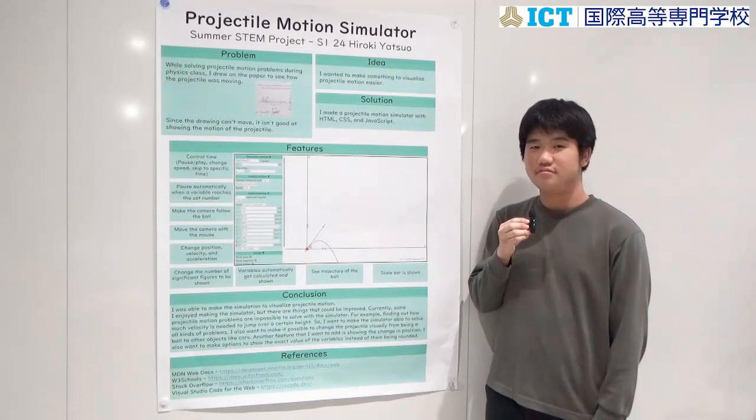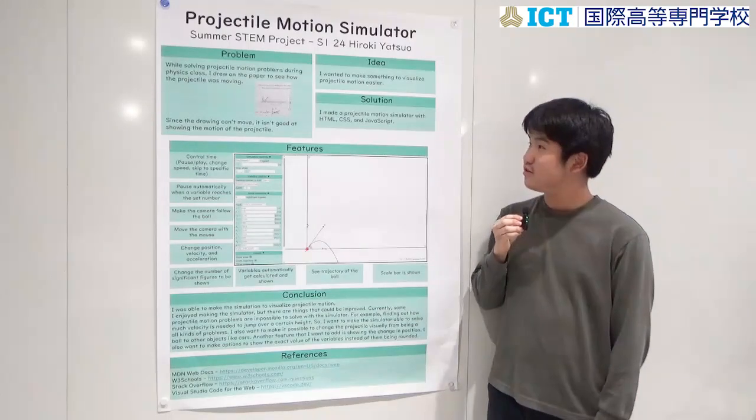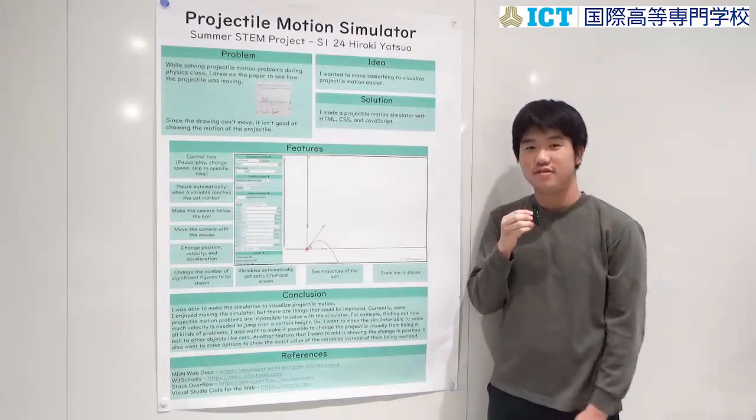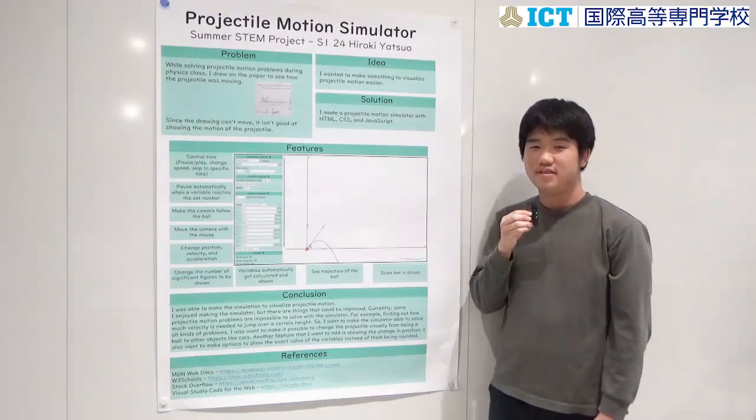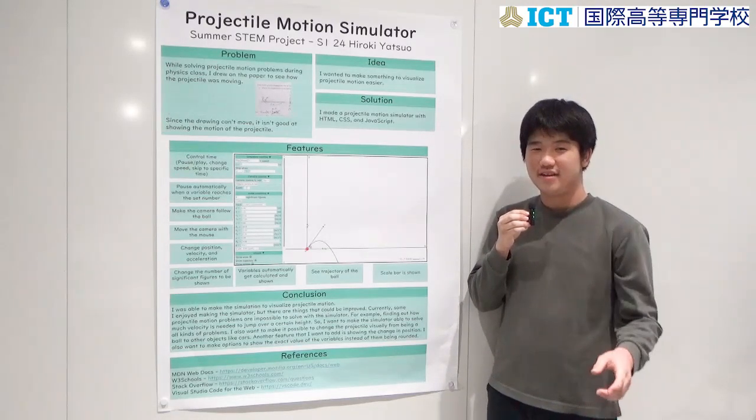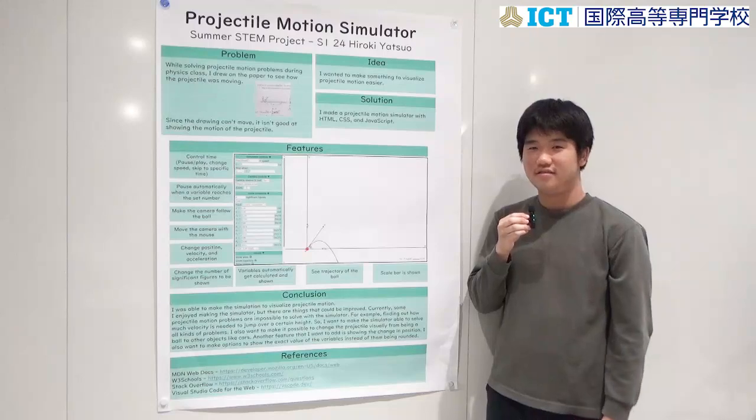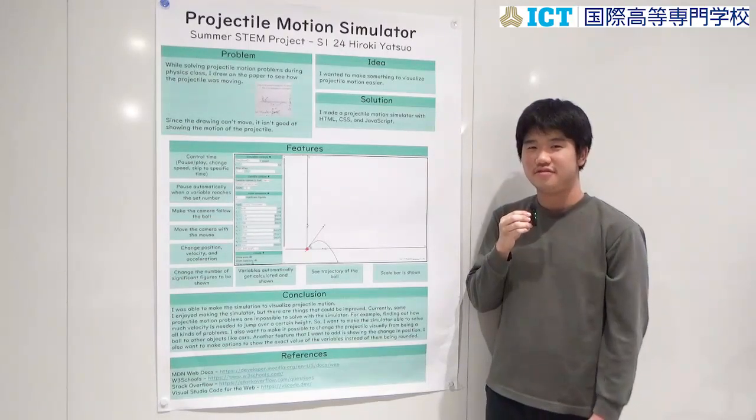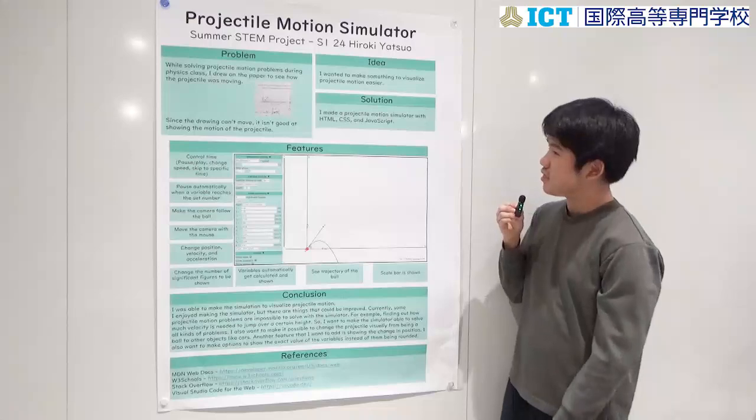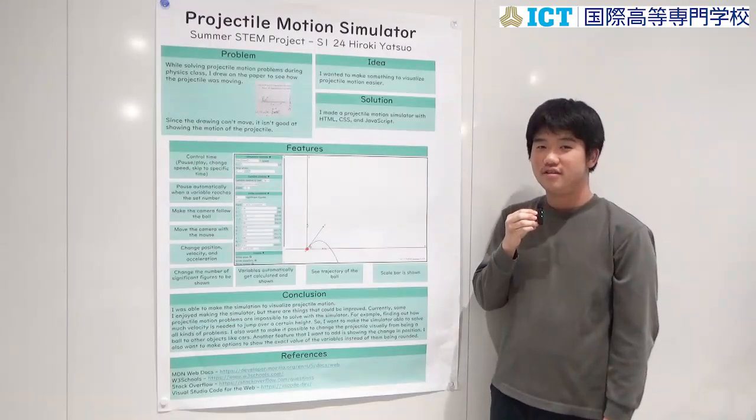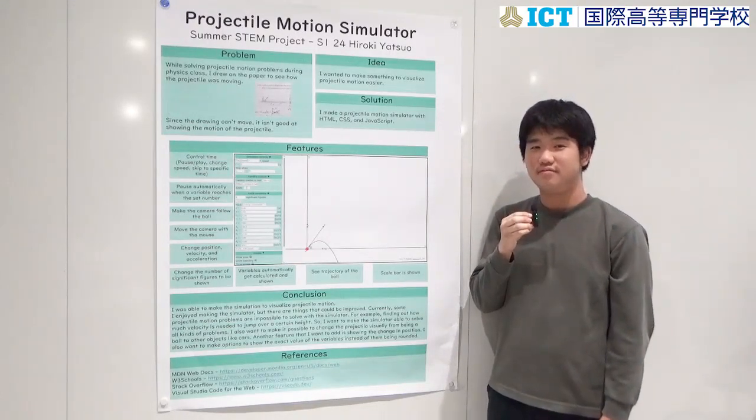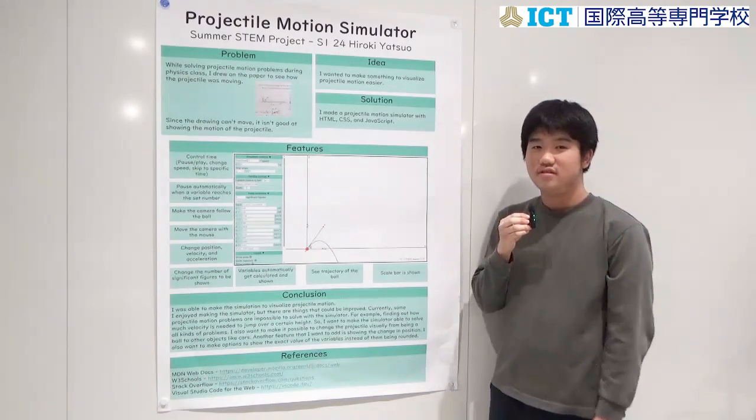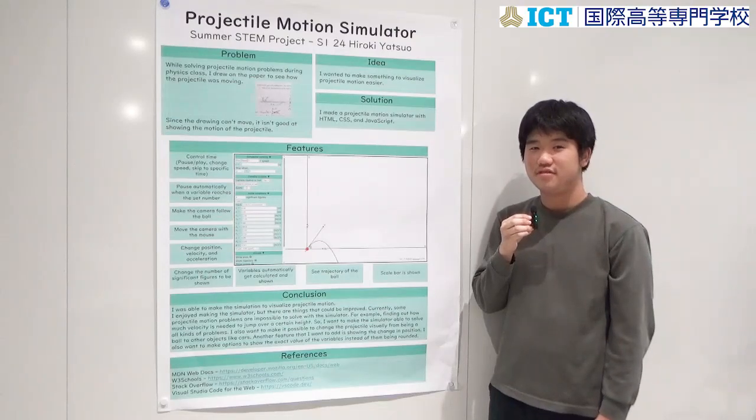When I was solving projectile motion problems, I would draw on the paper to show how the projectile was moving. But since it is a piece of paper, it doesn't actually move, and I thought that the drawing wasn't very good at showing the motion of the projectile. So my idea was that I wanted to make something that would make it easier to visualize projectile motion. And the solution was to create a projectile motion simulator with HTML, CSS, and JavaScript.